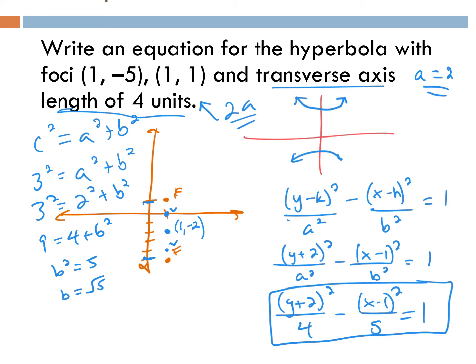So strategies-wise, first plot what's given, and then you also might be given some information about either the transverse axis, the conjugate axis, whatever that might be. But if you plot how the points are given there, the focus, whether it's the vertices, focus, your center point itself, you can work backwards to figure out your a and b values to be able to put it into that equation.